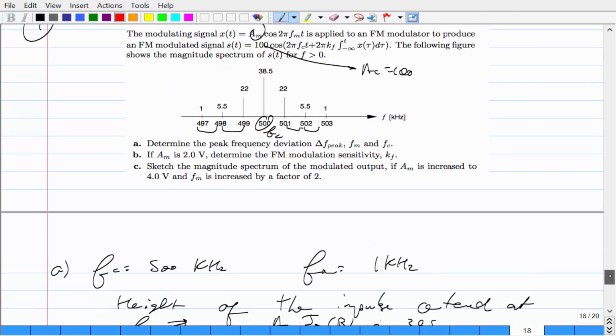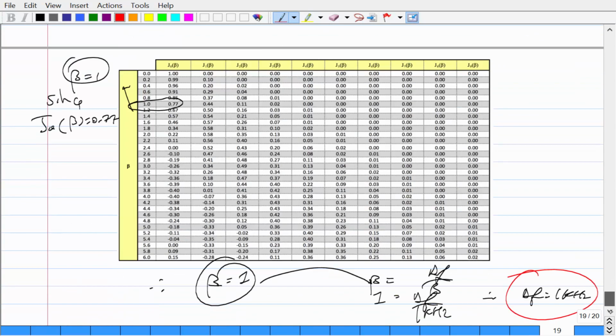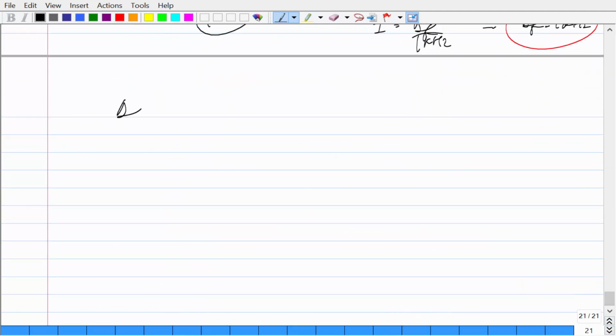The second part is: if A_M is equal to 2.0, determine the frequency modulation sensitivity, K_F. Okay, so that's very simple. So delta F equals K_F times A_M over 2 pi. K_F we don't know. This we know is 2. This we know is 1 kilohertz, from before, and this is 2 pi.